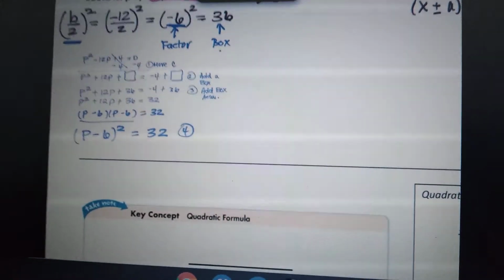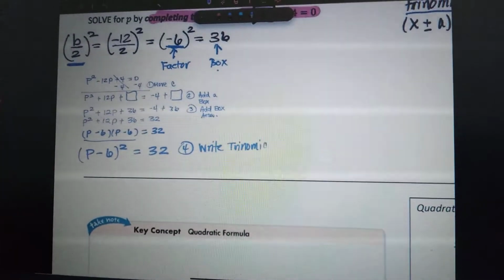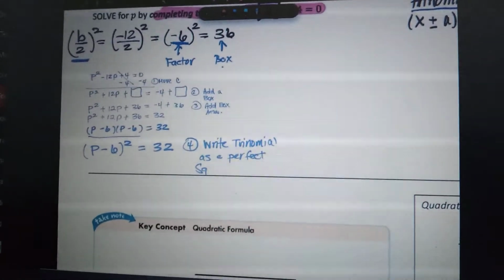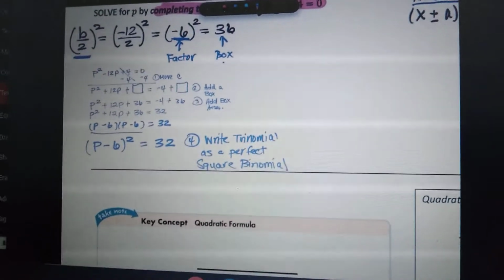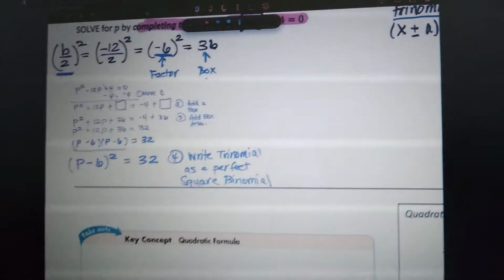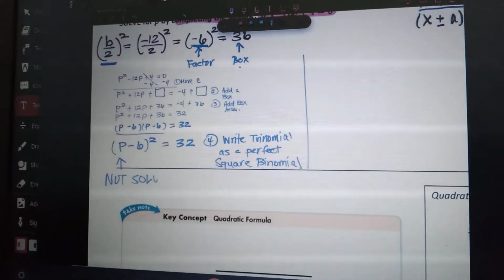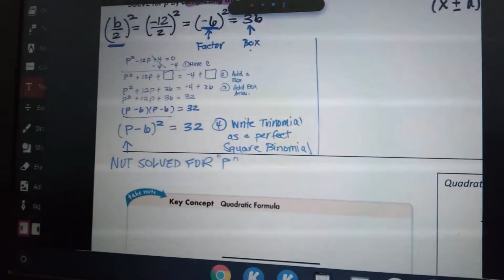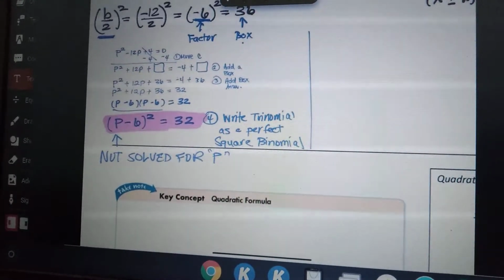So step 4 is to write the trinomial as a perfect square binomial. Everyone understand? Goody. So now, this is not solving for p. All we did here is complete the square. That's all we did. Everyone understand?